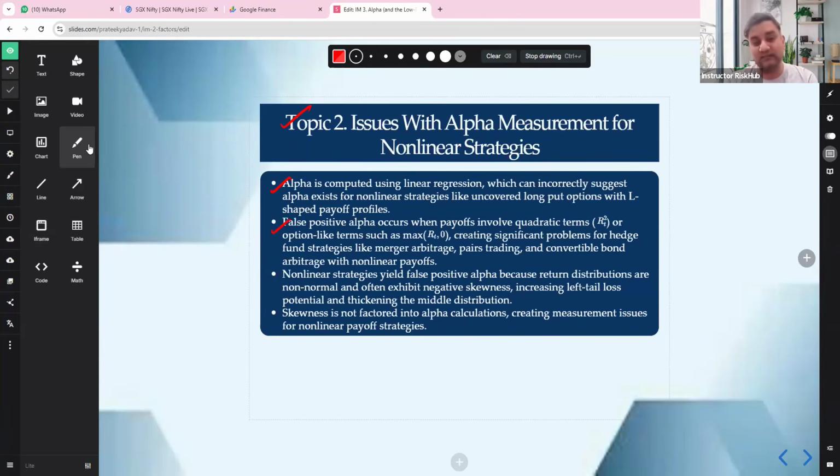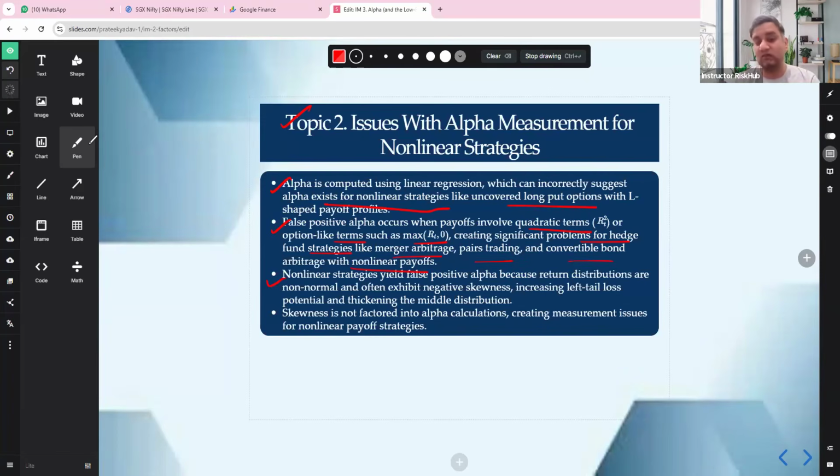So why does regression fail here? Because linear regression assumes linearity, which doesn't exist here. Alpha is computed using linear regression, which can incorrectly suggest alpha exists for non-linear strategies, like an uncovered long put with an L-shaped payout. False positive alpha occurs when the payoff involves quadratic or option-like terms such as max(R, 0), creating significant problems for hedge fund strategies like merger arbitrage, pairs trading, and convertible bonds, which have non-linear payoffs.